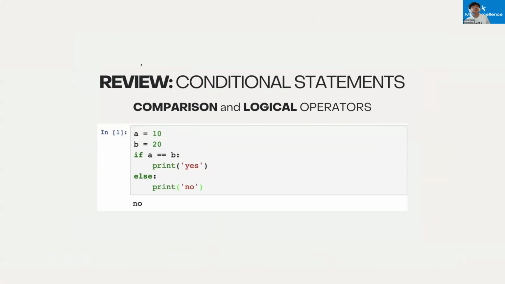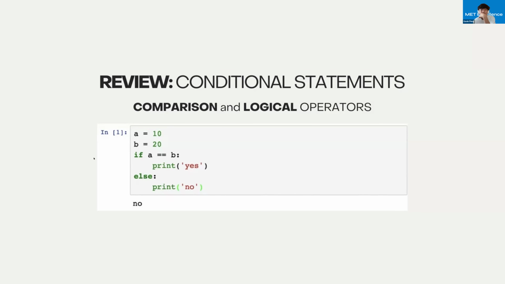So if we shift into decision-making code, we have conditional statements. This is how programs make choices based on data using the if and else arguments. We use them combined with comparison and logical operators. So let's take the example here. It says a equals 10. We set variable a to the integer 10, and set the variable b to the integer 20. If a equals b, we will print the string yes.